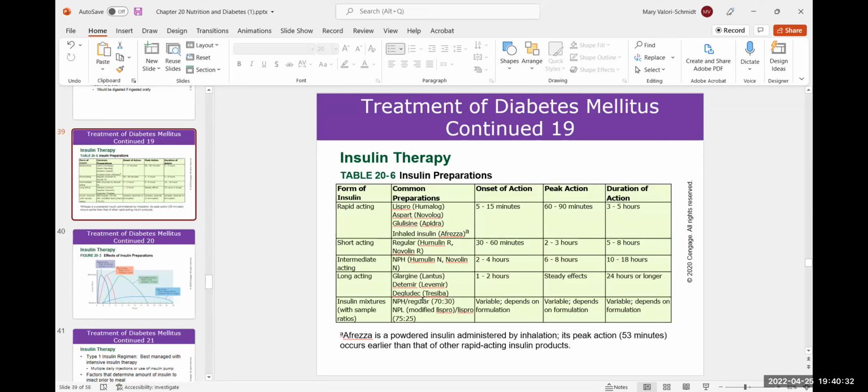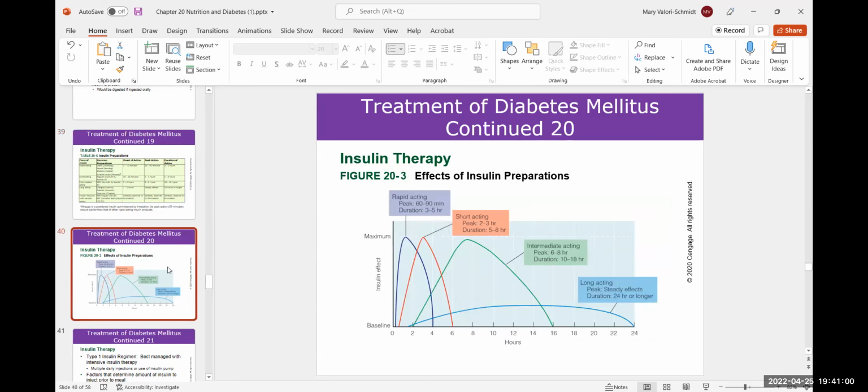Your long-acting insulins, which Glargine and Detemir are the two big ones, right? Lantus and Levemir, they don't have an onset of action. So I don't know where that came from. And they don't have a peak. They're basically basal insulins. They're slow and steady. They're given once a day, usually at bedtime. And the hope is that it keeps the blood sugar stable for a 24-hour period.